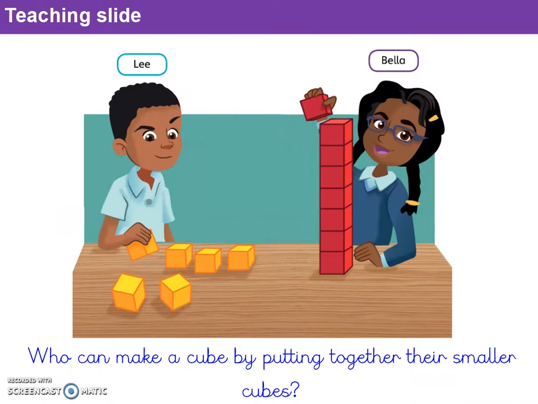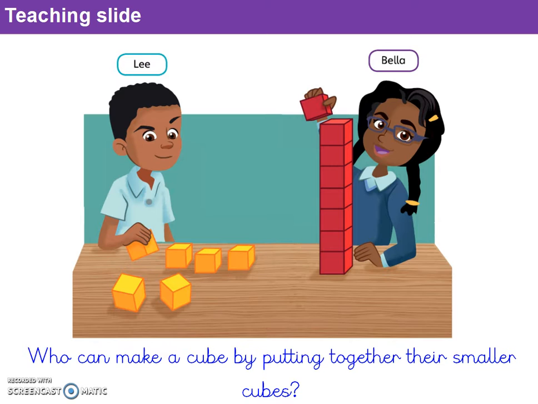So let's begin by looking at question 1A. Who can make a cube by putting together their smaller cubes? So let's just remind ourselves on what a cube is first. A cube is a 3-dimensional shape that has 6 square faces. So that means if it's a square, all 4 sides are going to be exactly the same size. So 6 faces made up of squares.